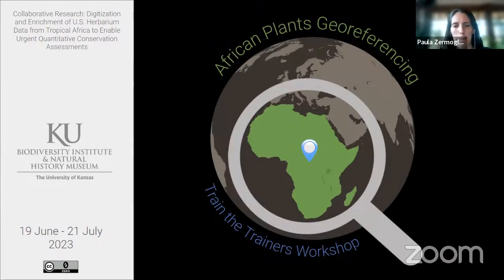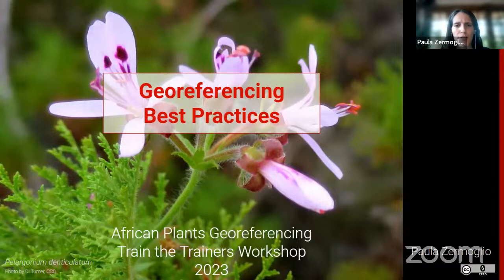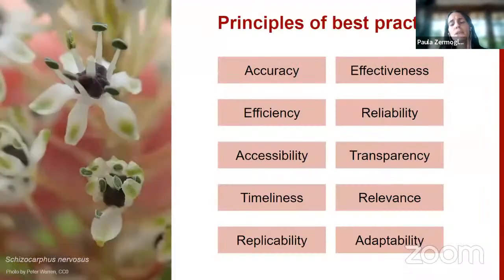Okay. So having had that introduction to georeferencing methods, we're going to talk about what are the best practices for georeferencing. And with best practices for georeferencing, I'm not just referring to the georeferencing process itself, but to the bigger picture of georeferencing, from starting a georeferencing project down to actually georeferencing records. And so the principles of best practice, and these are described in Chapman and Wieczorek's Georeferencing Best Practices. John might send you the link to that document on the chat. These principles are the ones that are shown on the screen and that we're going to see in detail, and they are accuracy, effectiveness, efficiency, reliability, accessibility, transparency, timeliness, relevance, replicability, and adaptability.